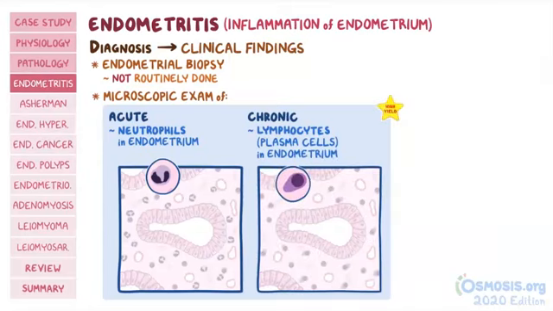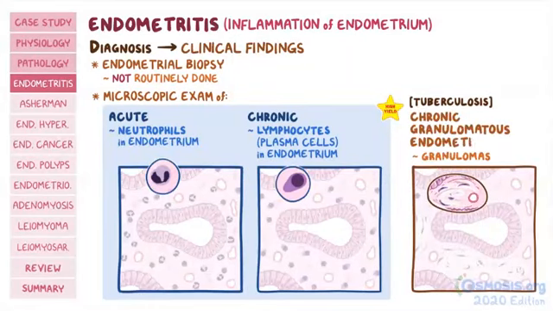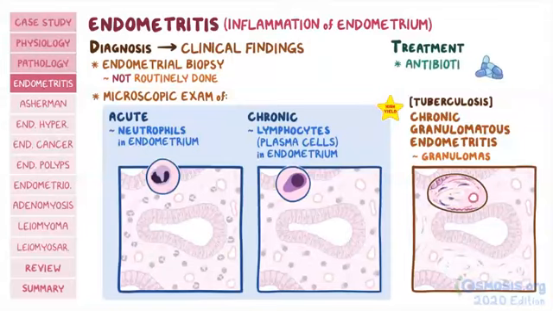When endometritis is caused by tuberculosis, an additional finding is the presence of granulomas in the endometrium, which is why it's also called chronic granulomatous endometritis. Treatment of endometritis is based on antibiotics.